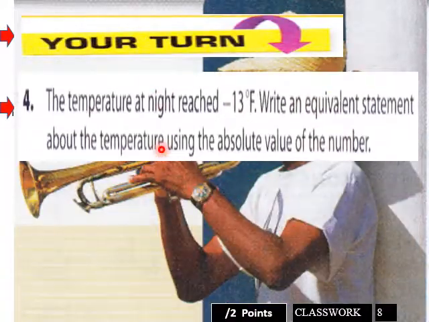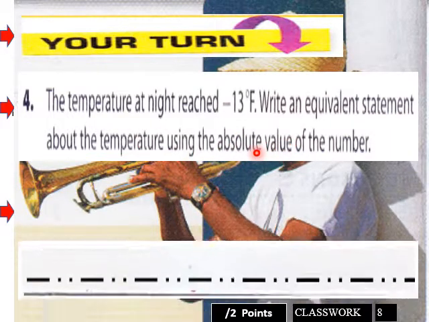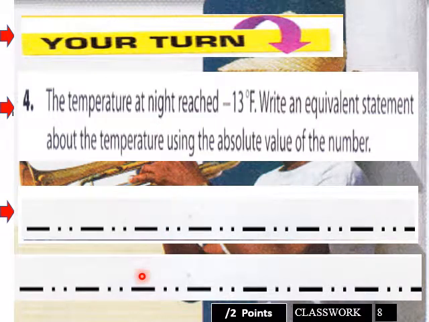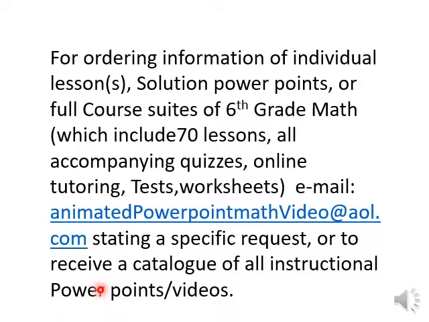Okay, your turn now. The temperature at night reached negative 13 degrees Fahrenheit. Write an equivalent statement about the temperature using the absolute value of the number. So in this case, write in here a positive statement about this number here, and then include it in your classwork and hand it in. Thank you very much. That was 1.3, Part 1.